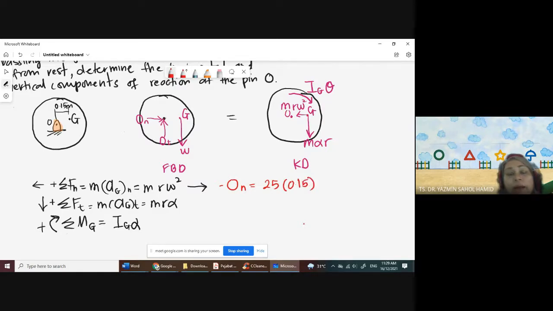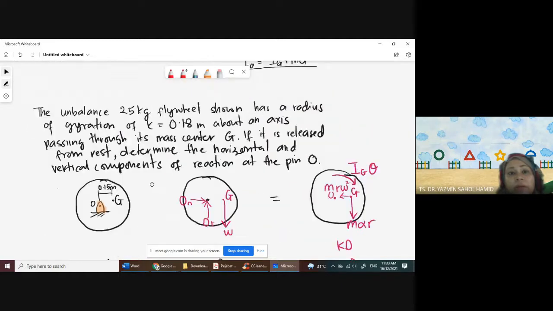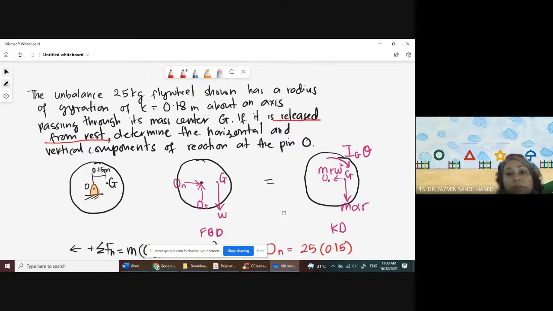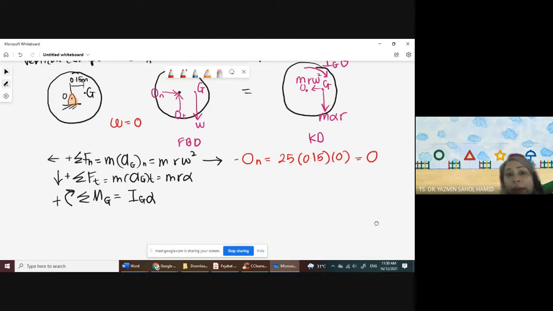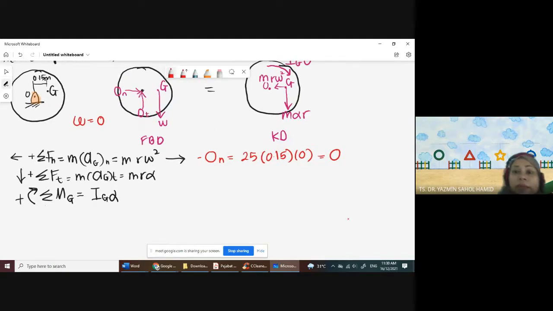Okay, how about omega? What is the omega here? Cuba read the question carefully. So what is the omega? 0. Yes. So for this question, our omega is 0. Why? Because it's released from rest. So last ON kita sama dengan 0. So dah dapat lah first answer. ON kita is 0.